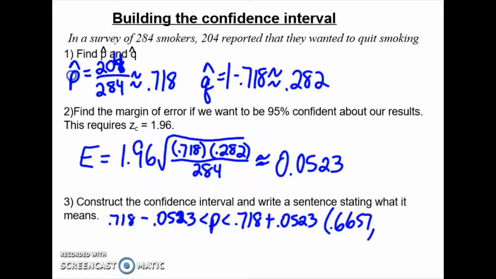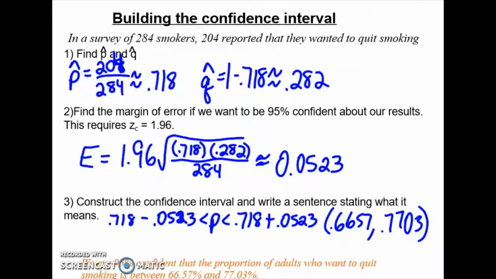6,657 10,000ths and 7,703 10,000ths. So if I change that from my decimals to an actual percent, I would be saying that we are 95% confident that the proportion of adults who want to quit smoking is between 66 and 57/100% and 77 and 300%.